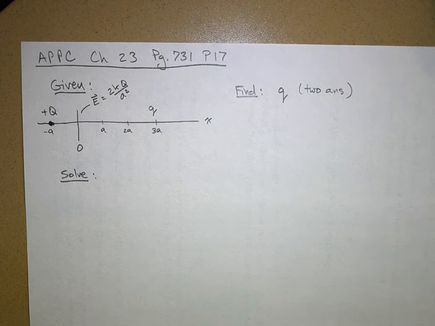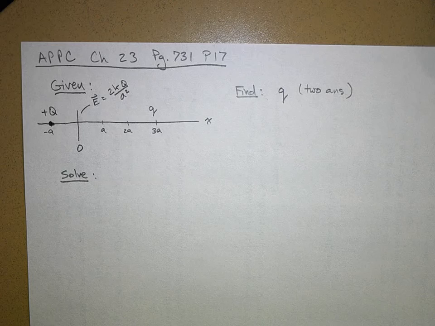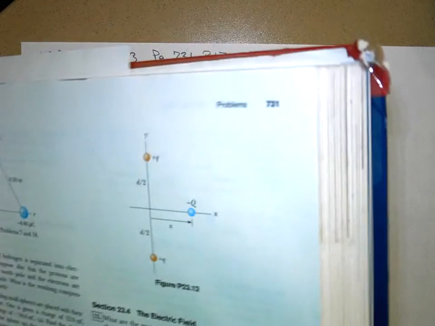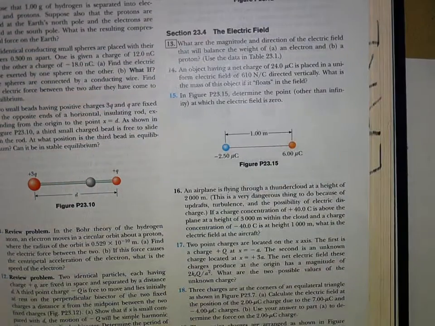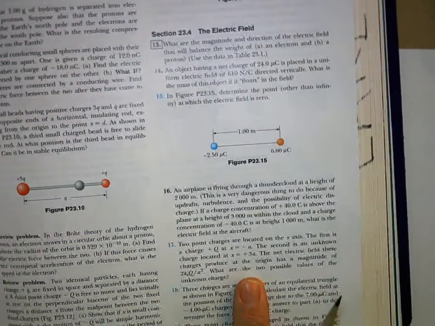All right, let's do problem 17 on page 731 in chapter 23. Here's the problem. Wait, is that on camera? Good, yeah. And number 17 is right here.